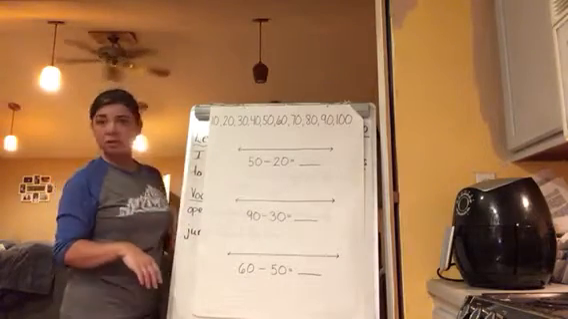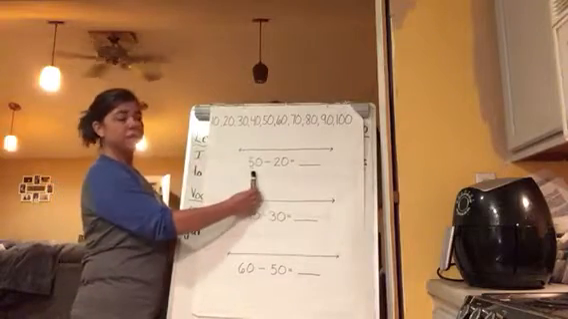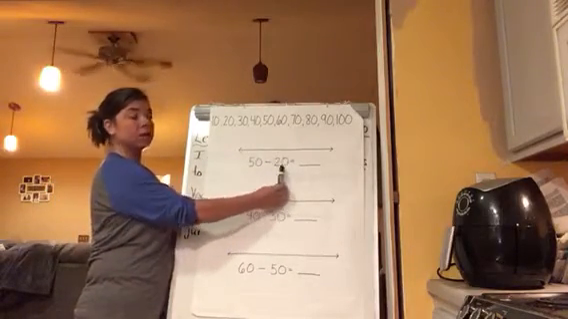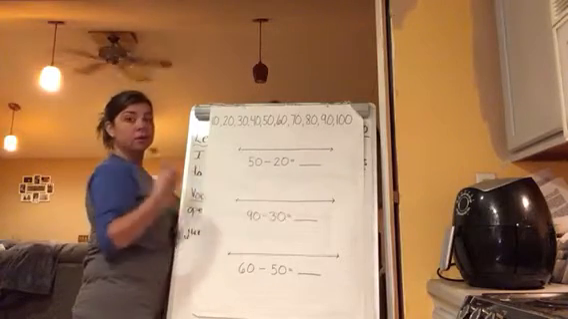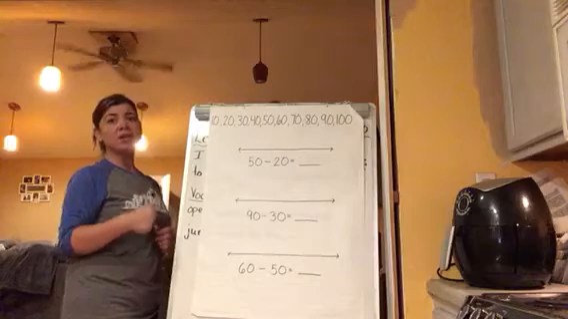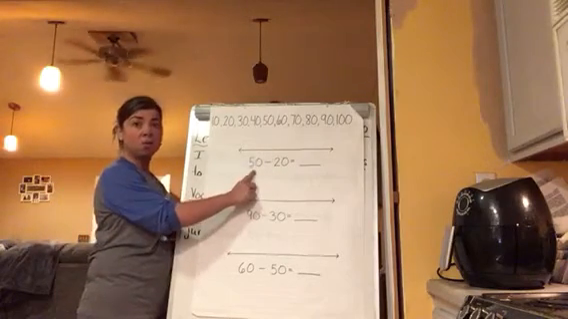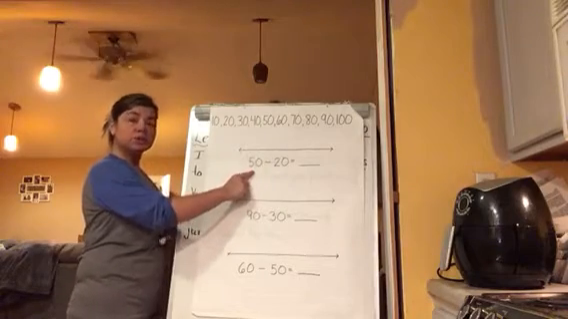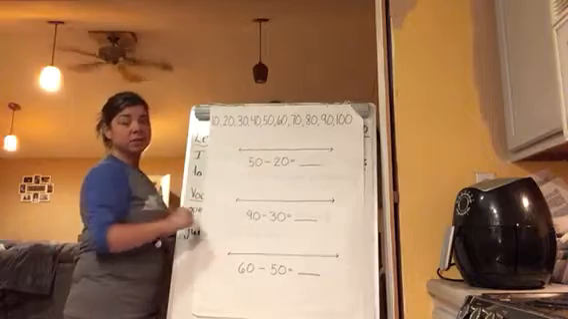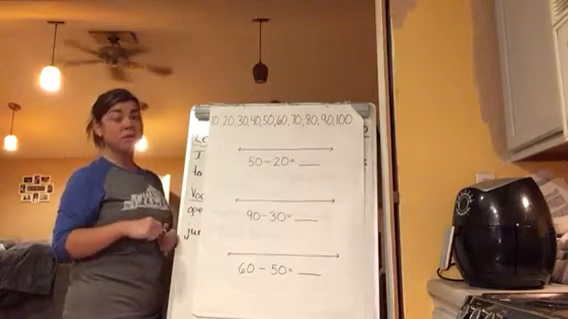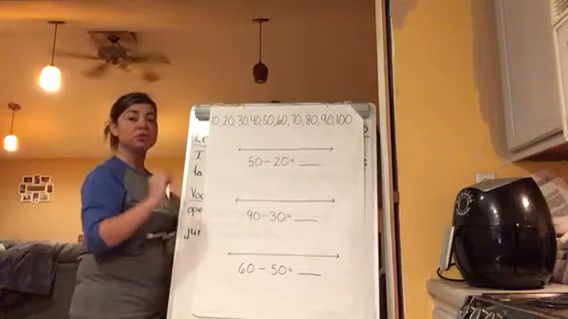So let's take a look at our first equation. Our first equation has 50 take away 20 equals blank. Now, what do we already know? That's right, we know that the whole is 50. So when you subtract, you always start with the biggest number. 50 is our biggest number. So that's where our number line is going to start. So the whole tells us where to start.